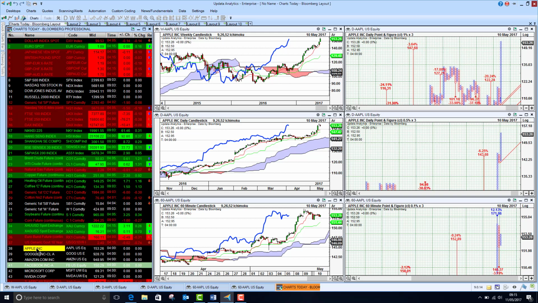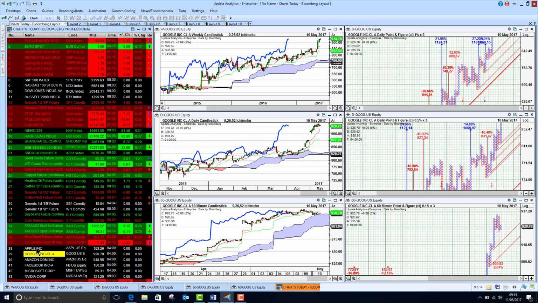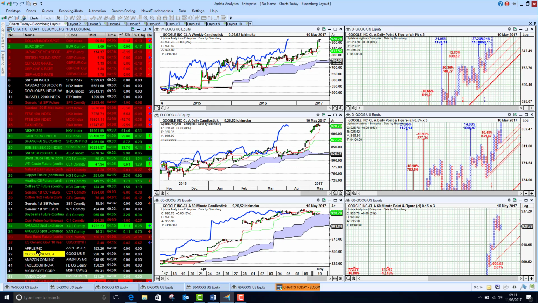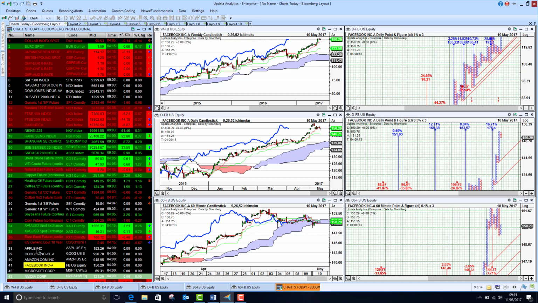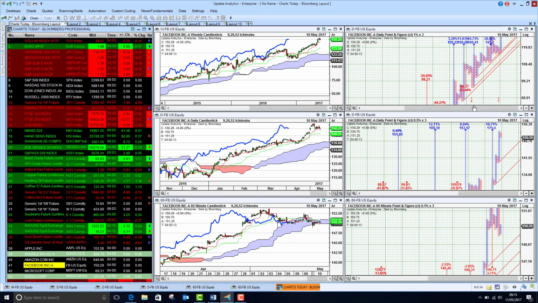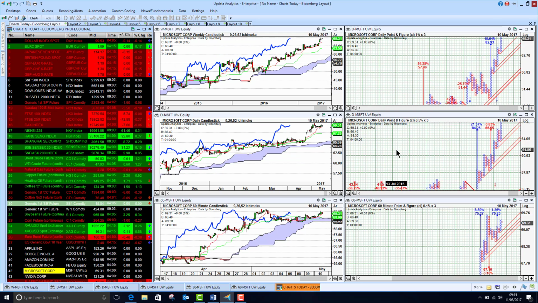Apple still looking strong, and Google again just in a sideways move at the moment. Amazon is still looking very strong above all three clouds. Facebook just selling off a little bit back to 150, but the interesting thing is multiple upside targets there, and Microsoft, much the same picture we're seeing there.